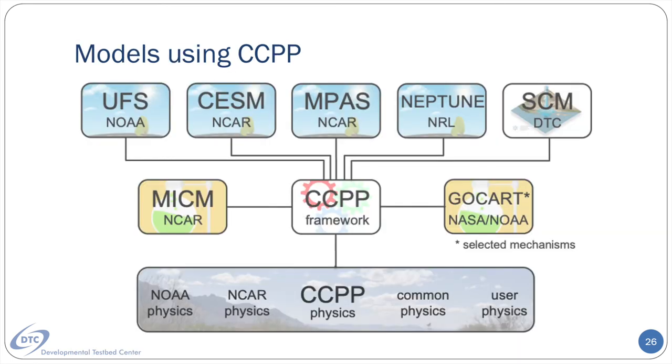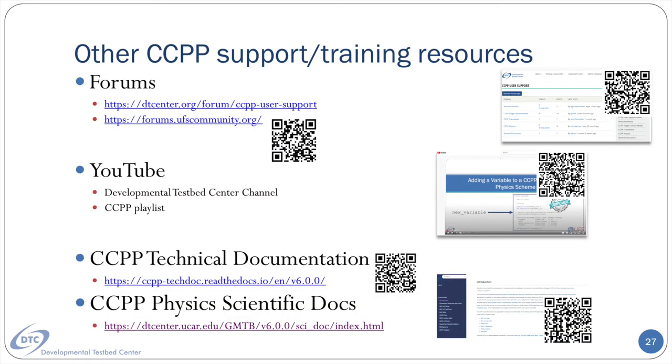To provide even larger context than the UFS, the CCPP is slated to be used in some way by several flagship models from multiple institutions, notably including NCAR and the Naval Research Laboratory. The CCPP is well positioned to become a standard across modeling institutions. In my opinion, the extent to which the standard is adopted will dictate whether the dream of easily sharing physics across institutions, academia, and the broader community is realized.